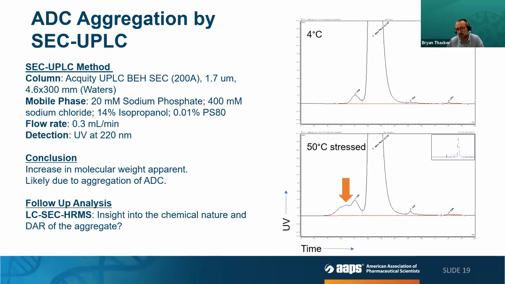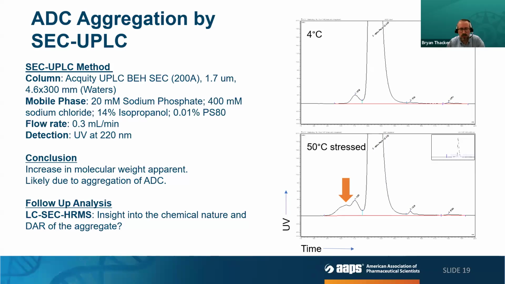We can attribute these to aggregation of the sample during heat treatment. But beyond that, there's not much we can ascertain from this kind of analysis. If we needed to know more about the chemical nature of those aggregates, we could move this back into a high-resolution mass spec platform using size exclusion to really understand the chemical nature of that higher molecular weight peak.